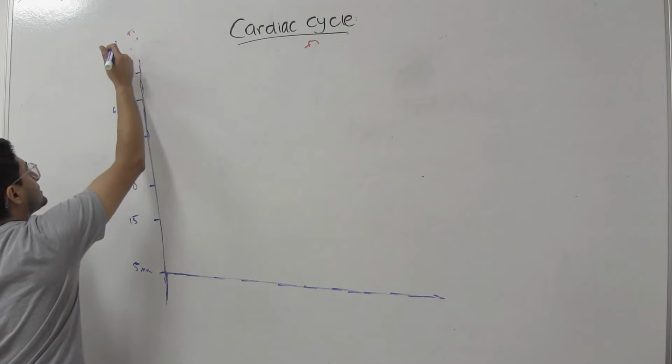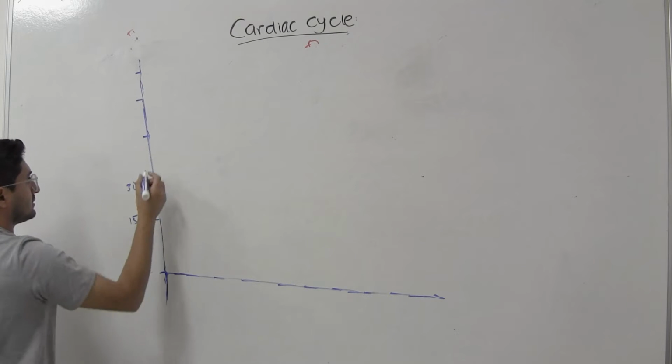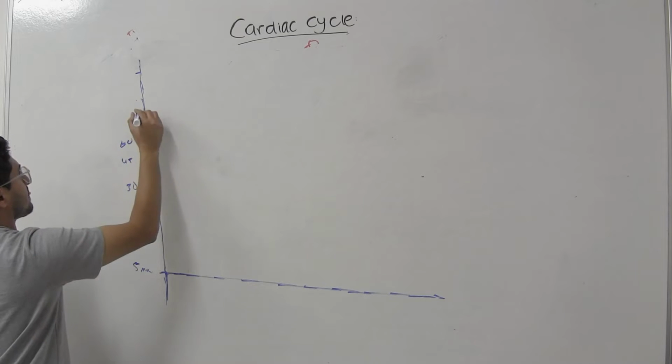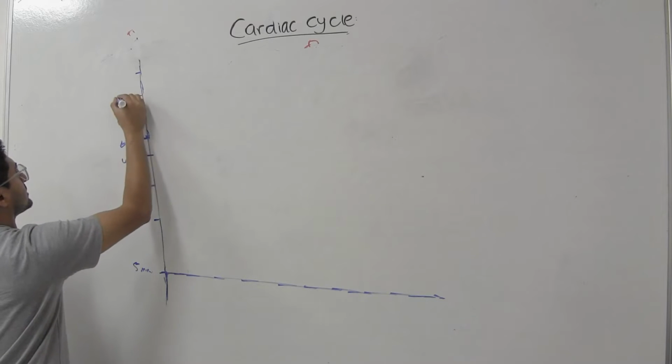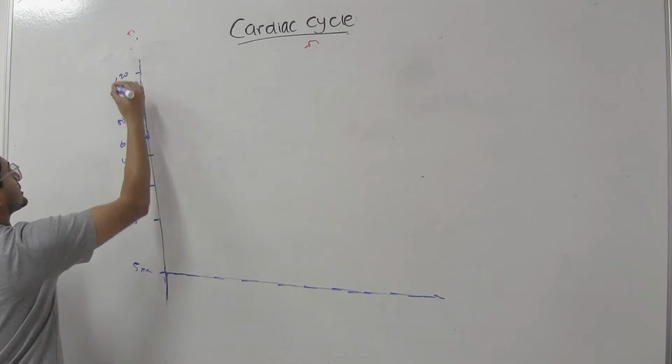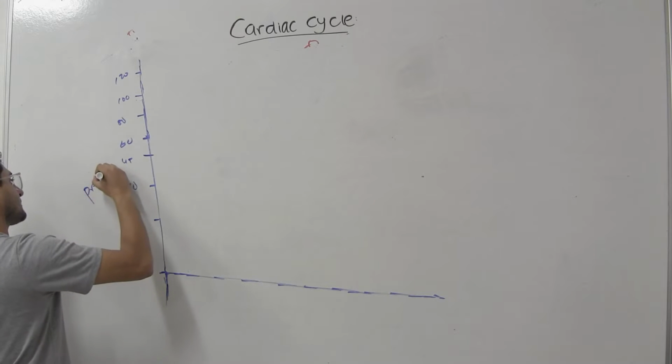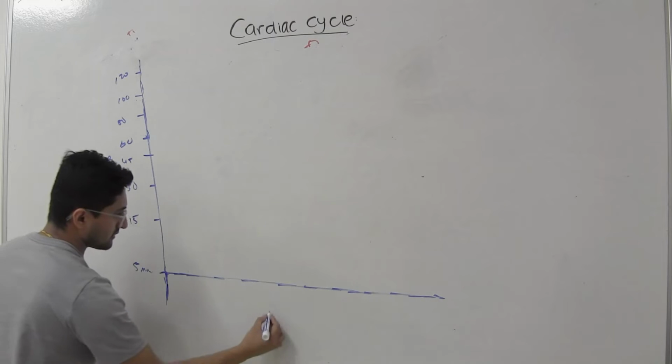Actually, let me make this a little simpler. This is going to be 45, 60, then 80, let's say 100, and then 120. Now, this is going to be my pressure, and then time.